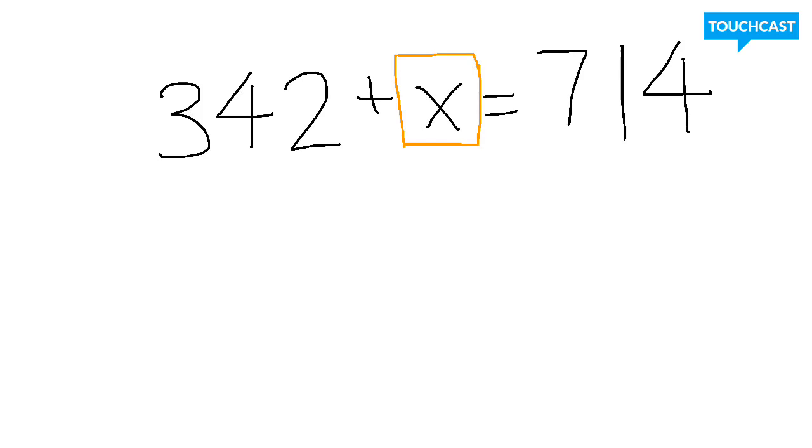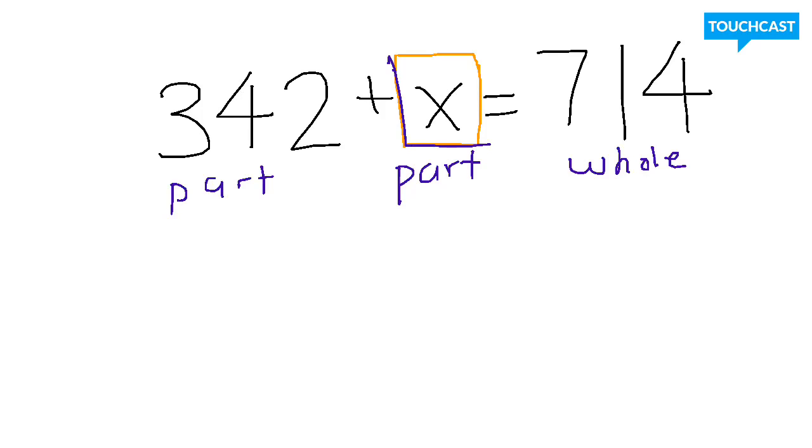Alright, so let's take a look at this equation and see if you got the correct value of x. We know that we have 342 plus x equals 714. In an addition equation, 714 is the whole, and 342 and x are the parts. You have the first part, you need to find the second part, and you have the whole. So what operation will you need to do to figure out this missing part? You need to subtract. So we have 714 minus 342.